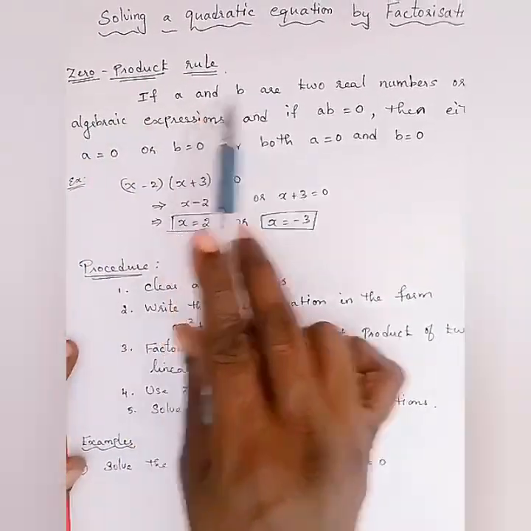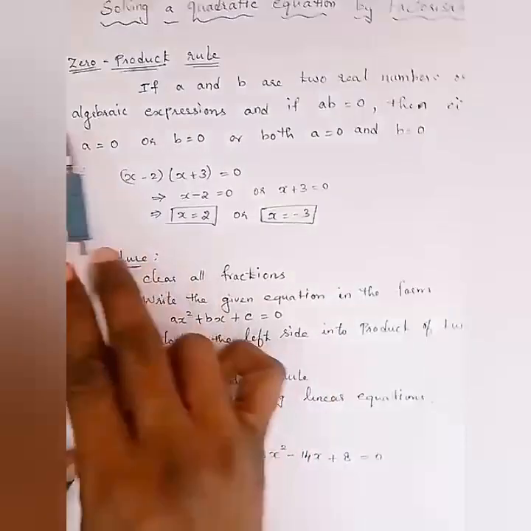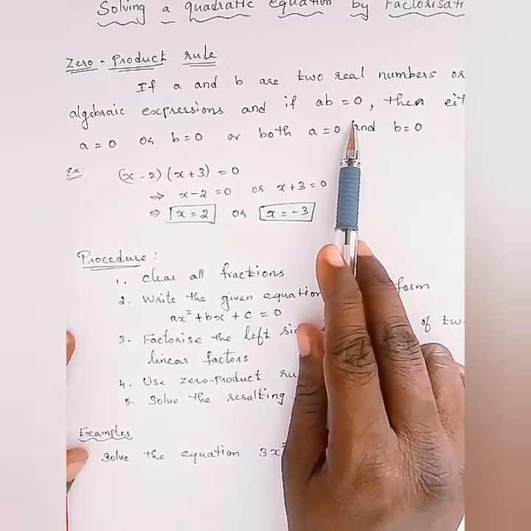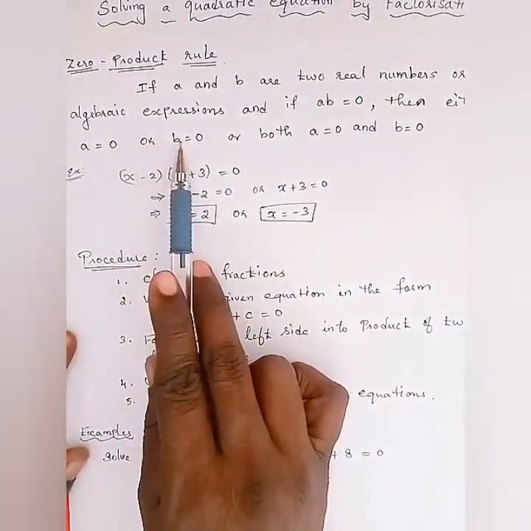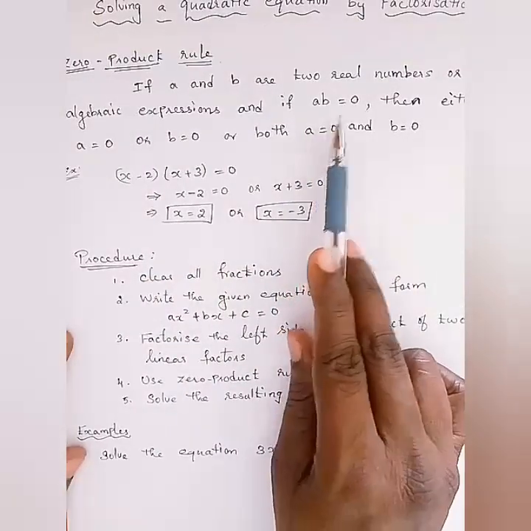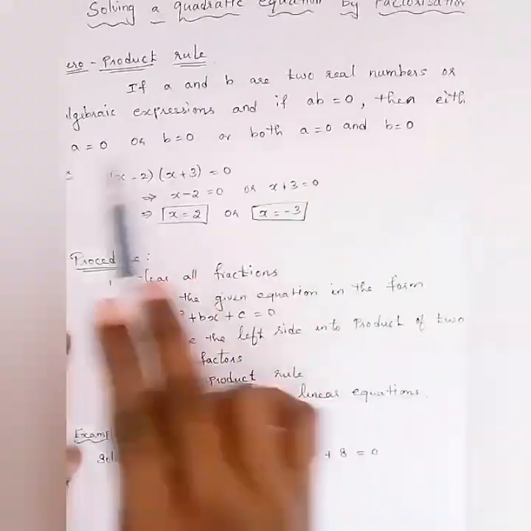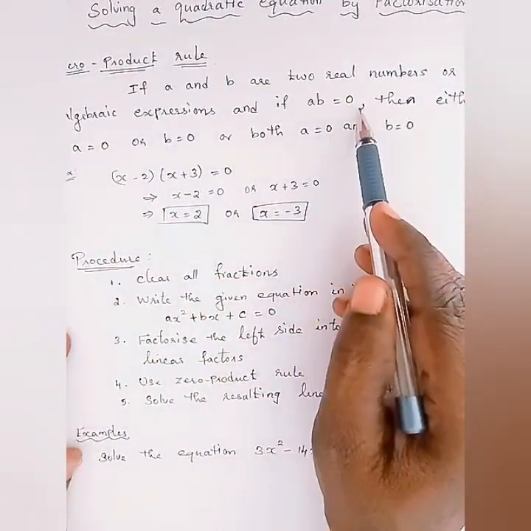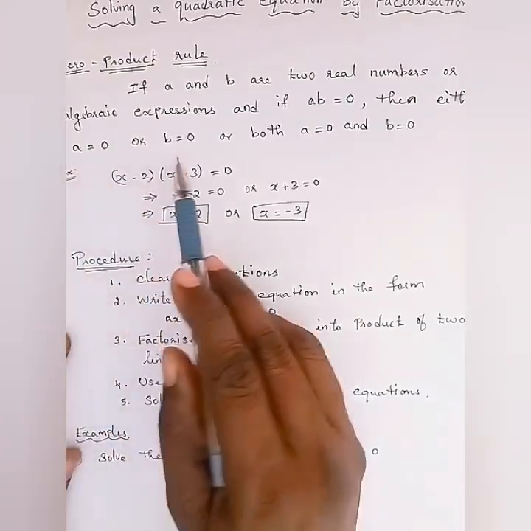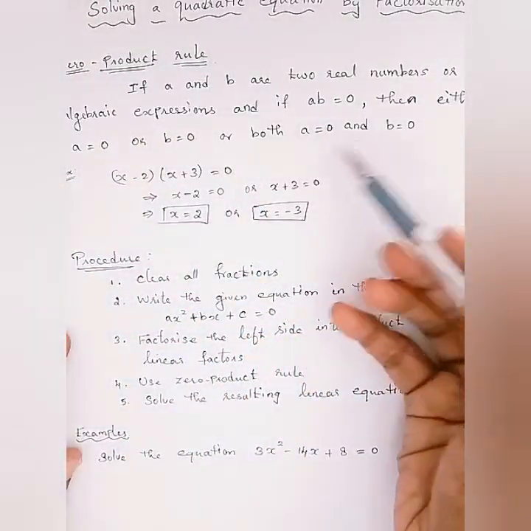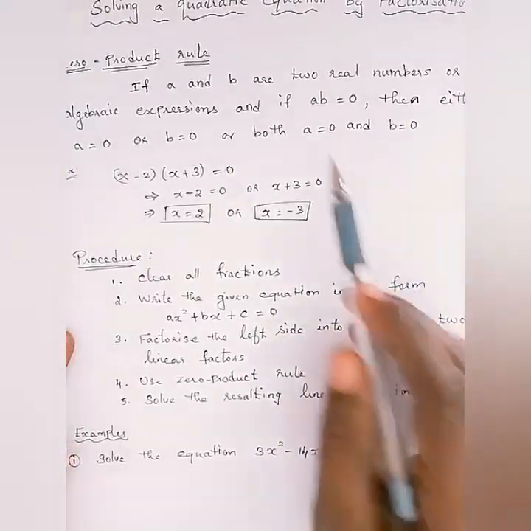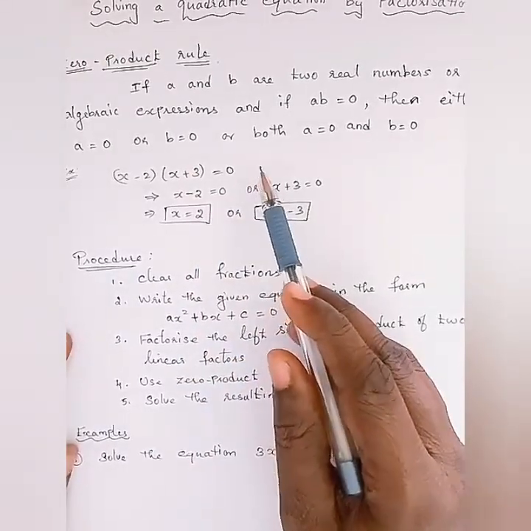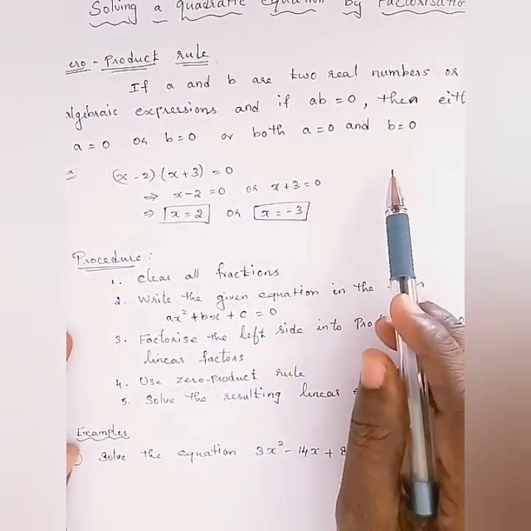If a and b are two real numbers or algebraic expressions, and if ab equal to 0, then either a equal to 0 or b equal to 0. That is, a into b equal to 0. So either a should be 0 or b should be 0, or both the values should be 0. That is what the zero product rule is. ab equal to 0 means either a equal to 0 or b equal to 0, or in other cases both a and b values are 0.